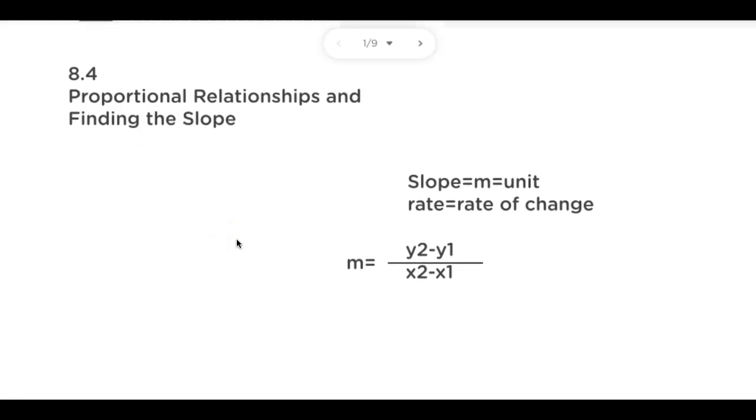In this next video, I'm going to show you how to find the slope of a table. Now, this equation will actually work for the slope of a line as well, but we'll deal with that when we get to it. Today, we're simply focusing on tables, all right?